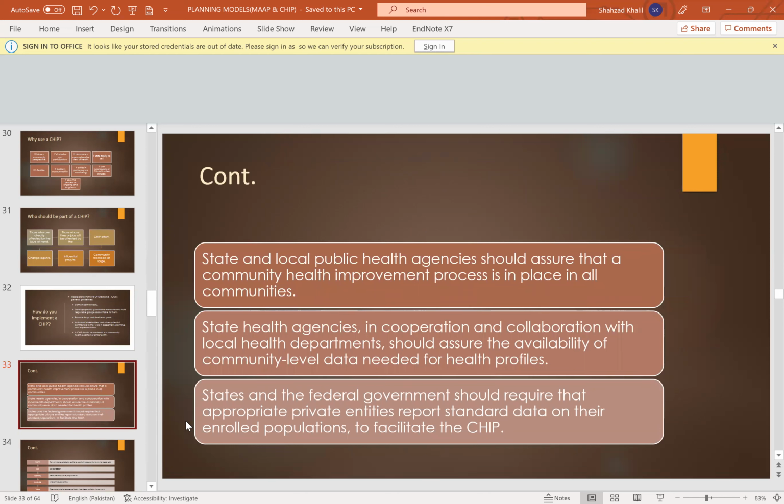State and local public health agencies should assure that the community health improvement process is in place in all communities. State health agencies, in cooperation and collaboration with local health departments, should assure the availability of community level data needed for health profiles. States and the federal government should require that appropriate private entities report standard data on their enrolled population to facilitate the CHIP.